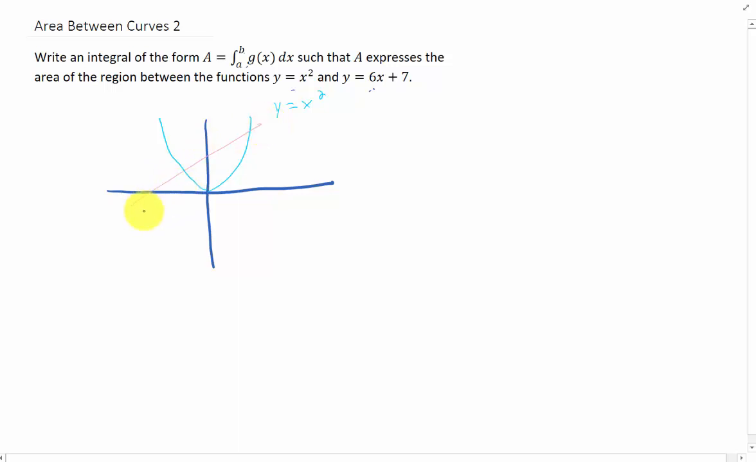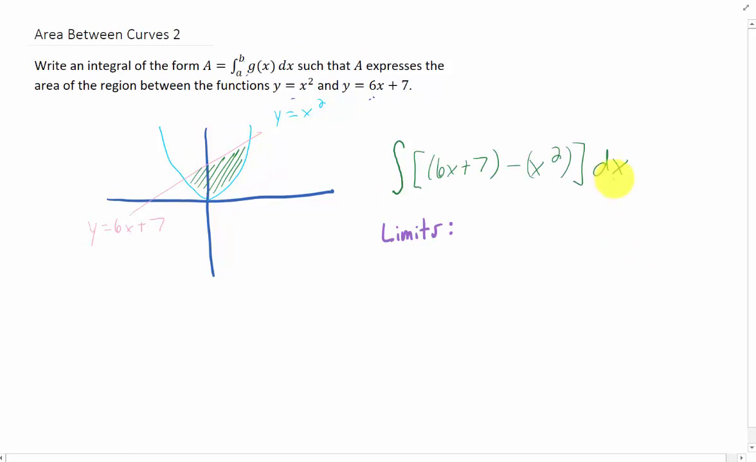Obviously not drawn to scale here, but what's important is that we realize that we have an upper function, that's this line, and a lower function, that's this curve. So we can find the area in between those curves using a definite integral. We'll find the limits in a second, but we're going to find this area by subtracting the upper function minus the lower function. The limits of integration on x are going to be the smallest and largest values of x in this region that we're integrating over.